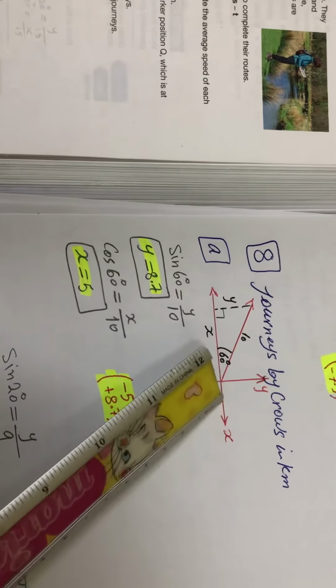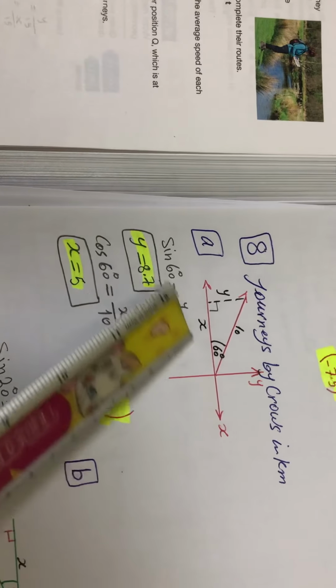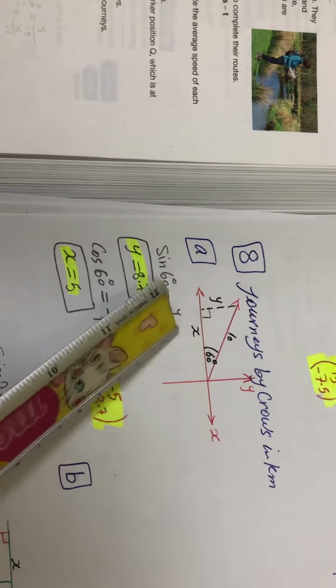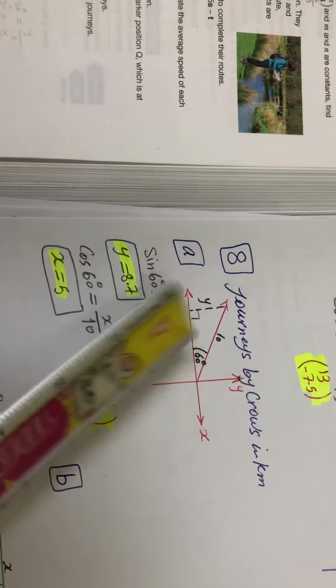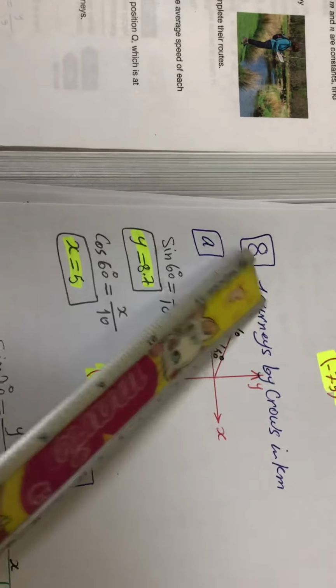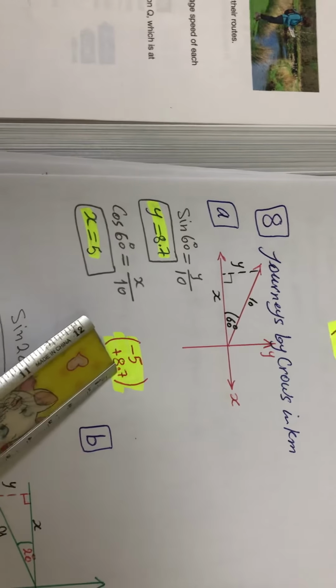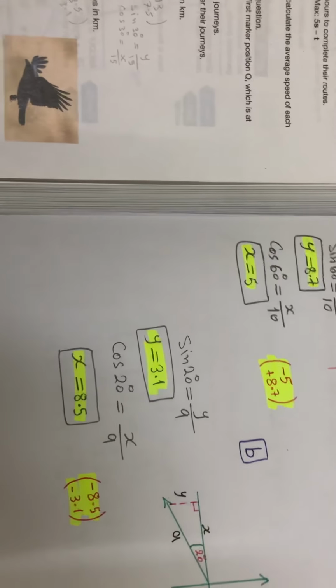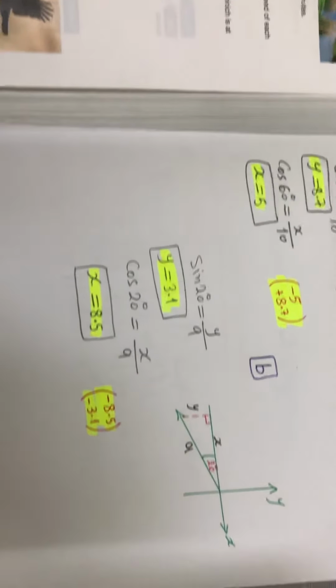Look carefully. This is the right side of the y-axis, and this is the left side. Left side, so x is negative. So I will give it negative 5. And y is up, so y is positive. Keep it positive 8.7. The last problem in exercise 1 star, page 233, is number 8b.